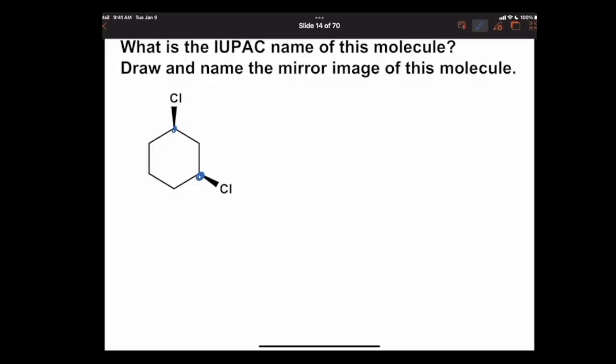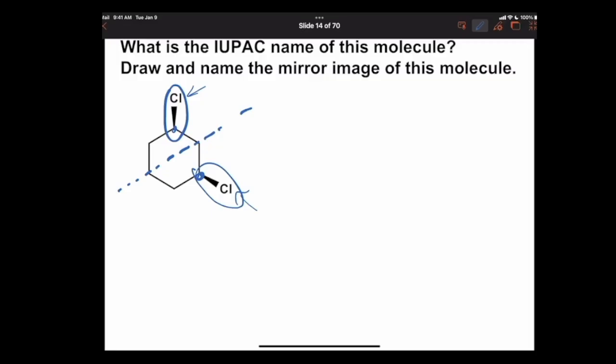Look at them. This one has chlorine, chlorine. Wow, this is starting to look really similar. More importantly, this one is up, as is this one. If I put a mirror plane down the middle here, one half of the molecule and the other half of the molecule are the same. They're a reflection of each other. So is this molecule chiral? No, this molecule is meso.